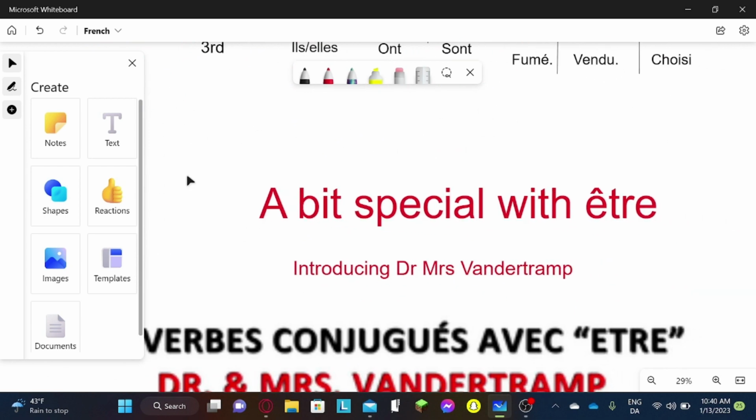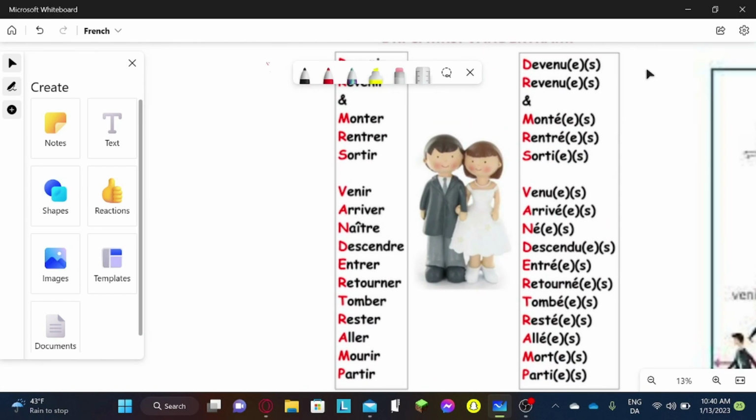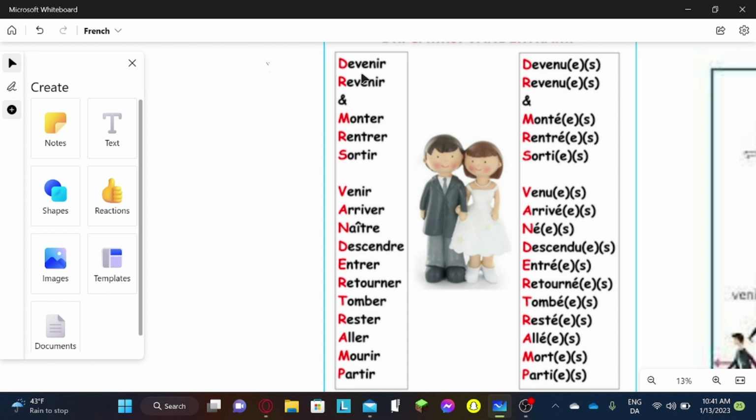Now, as I said, it's a bit special with être. Introducing Dr. and Mrs. Vandertramp. So, Dr. and Mrs. Vandertramp, each one of the letters in the name stands for a different word, which is conjugated differently from the others. So, D stands for devenir, R for revenir, M for monter, R for rester, S for sortir, V for venir, A for arriver, N for naître, D for descendre, E for entrer, R again for retourner, T for tomber, R for rester, A for aller, and M for mourir.